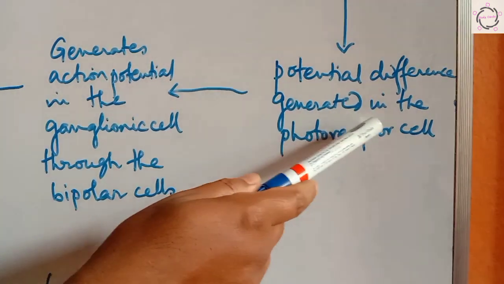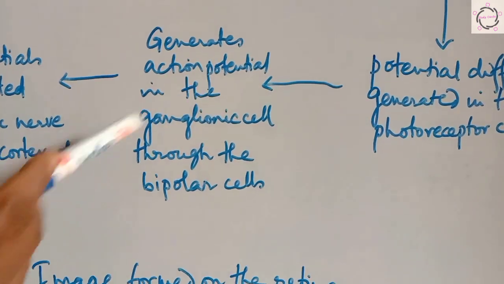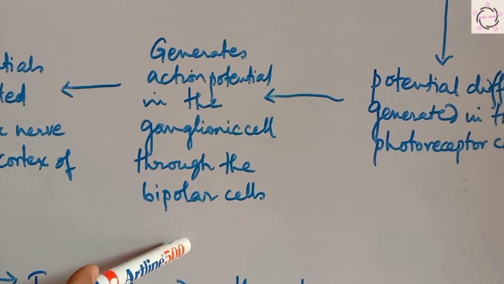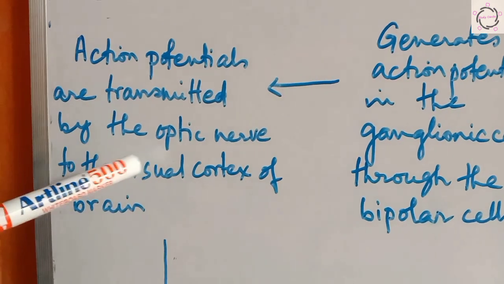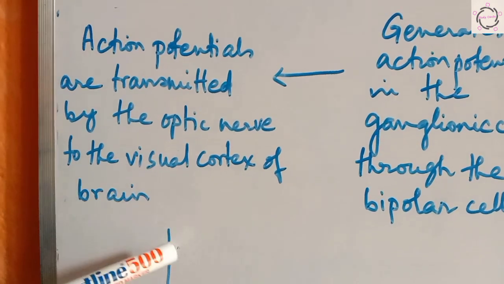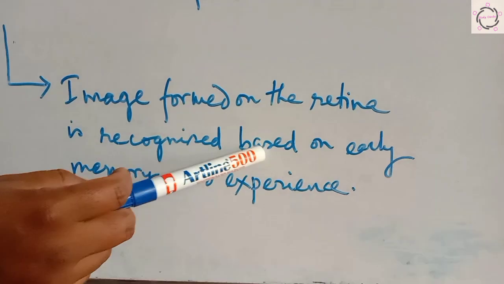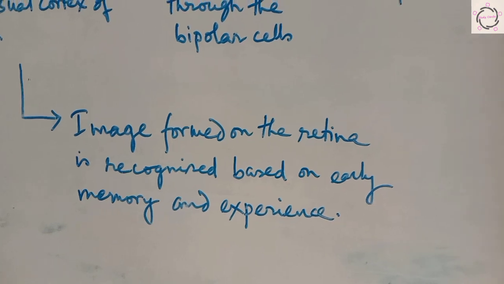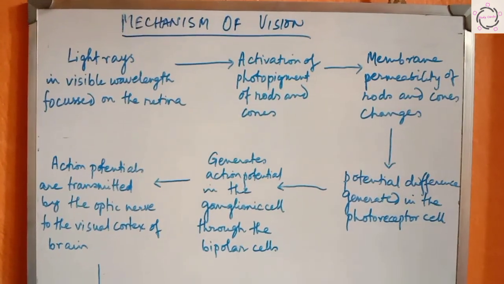So potential difference generated in the photoreceptor cell, then it generates action potential in the ganglionic cell through the bipolar cells. These action potentials are transmitted by the optic nerve to the visual cortex of the brain, and finally image formed on the retina is recognized based on early memory and experience. So এইভাবে তোমার ইমেজ ফর্মটা হচ্ছে in the human eye.